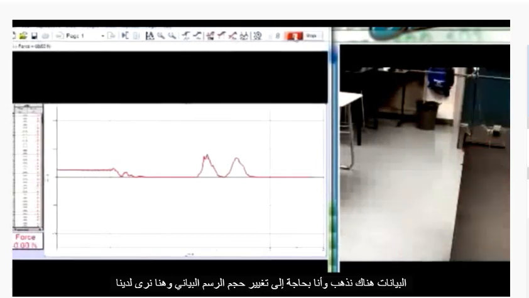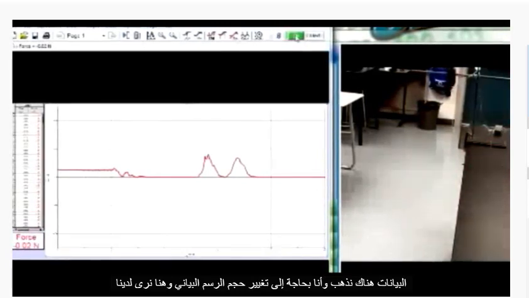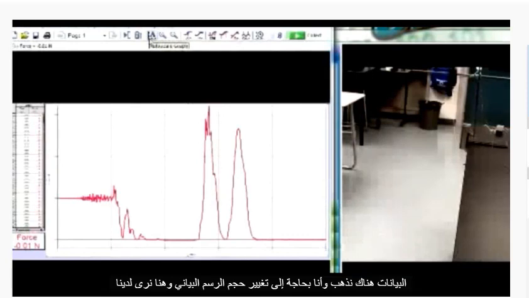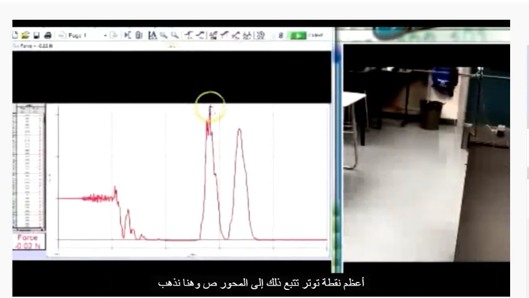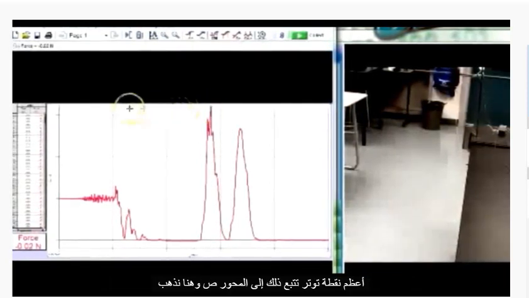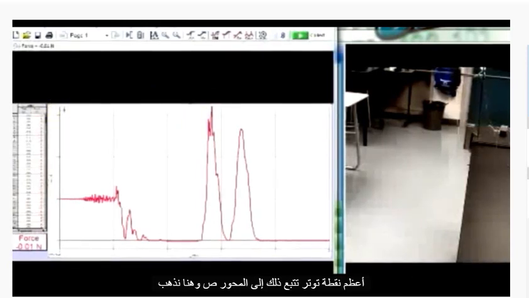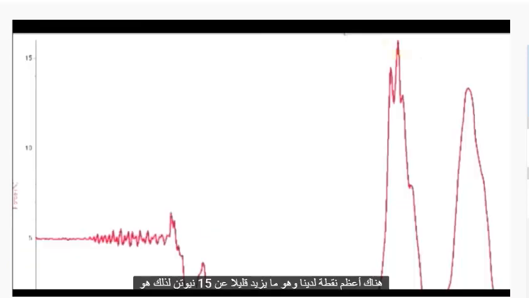There we go, and I need to auto scale the graph, and here we see our greatest point of tension. Follow that over to the y-axis, and there we go. There's our greatest point, and it is just a little over 15 newtons. So it is in fact 3 times the weight.